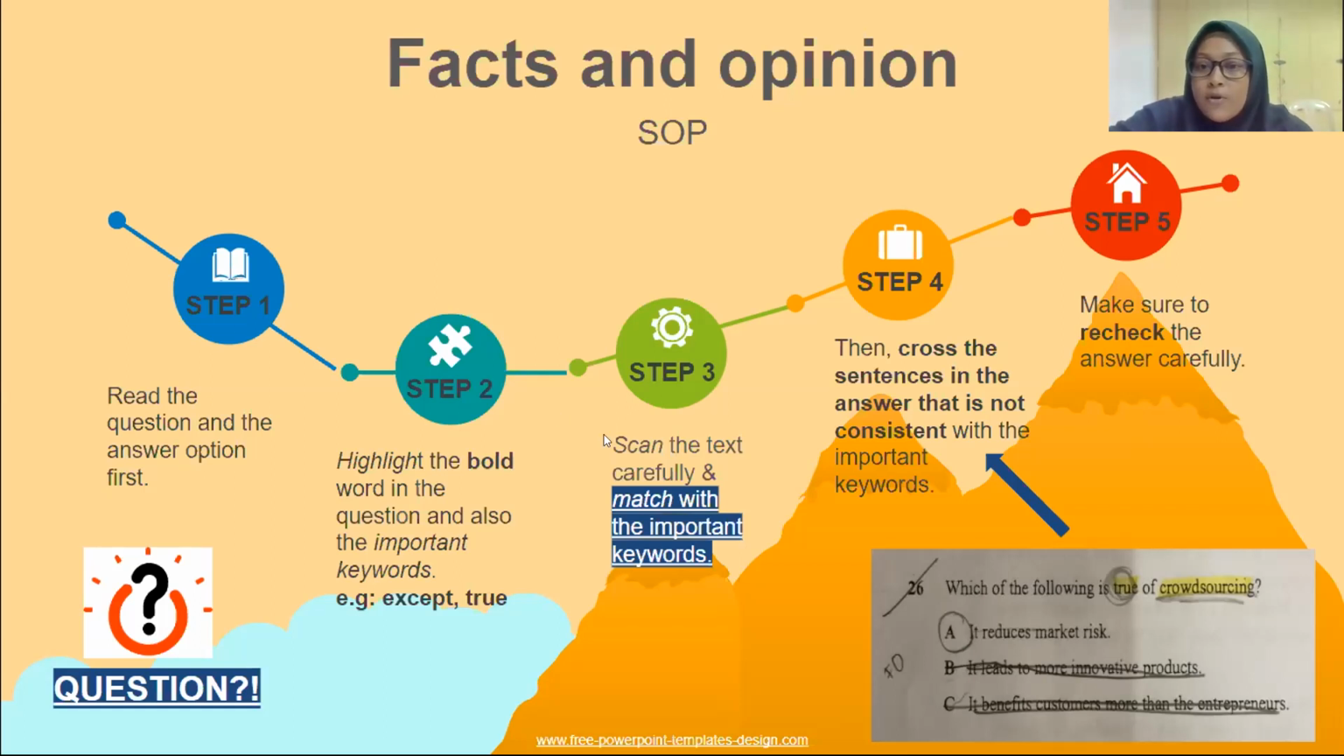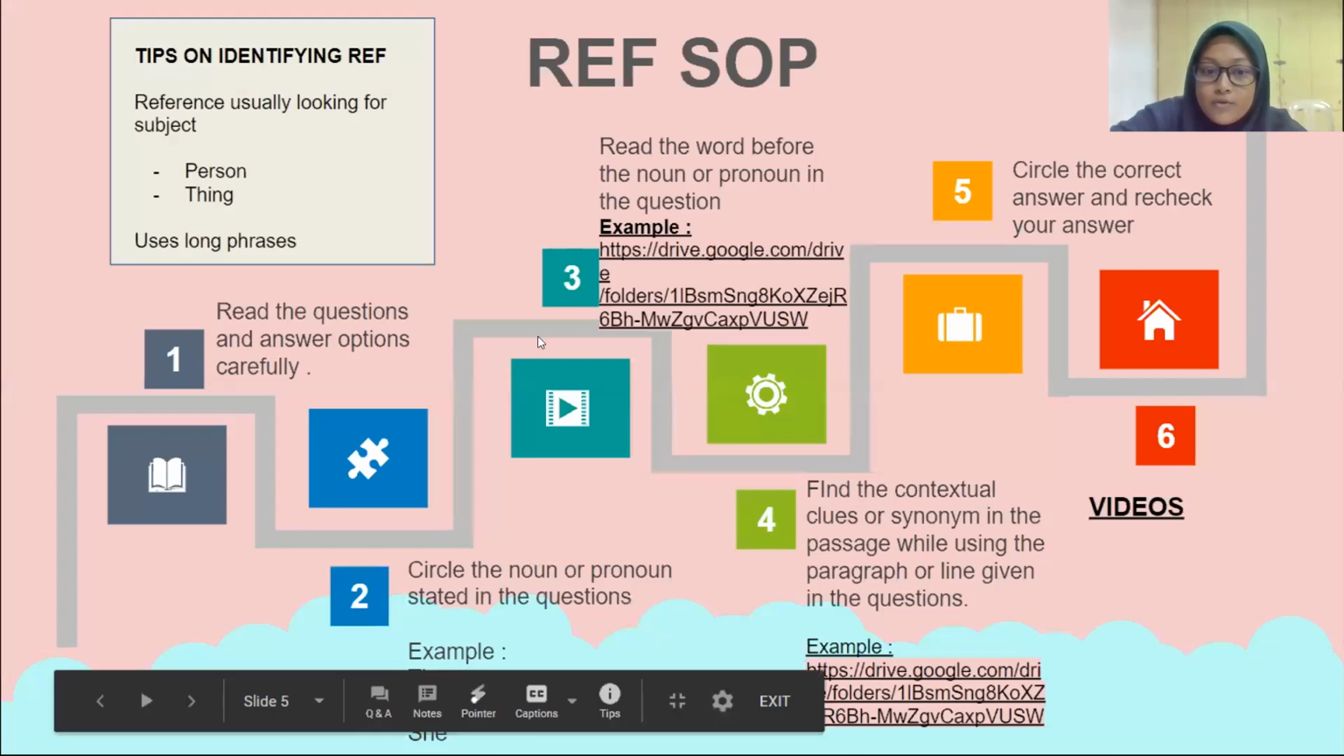And then step 4 is after you scan the text, you have to cross the sentences in the answers that are not consistent with the important keywords. And then step 5 is make sure you recheck the answer carefully, because it will be a little bit confusing.